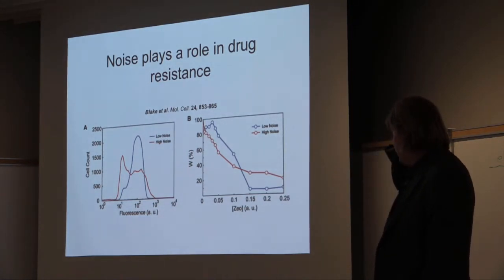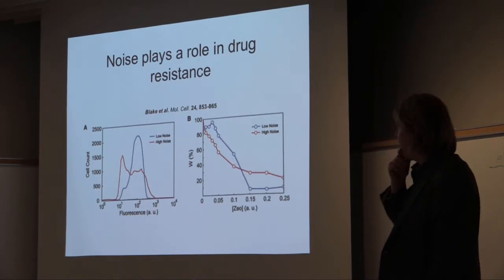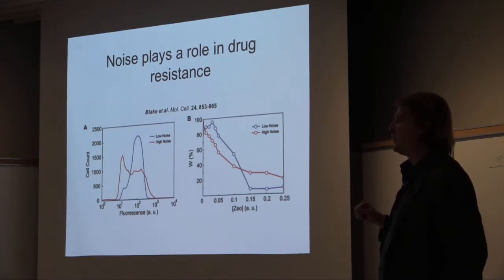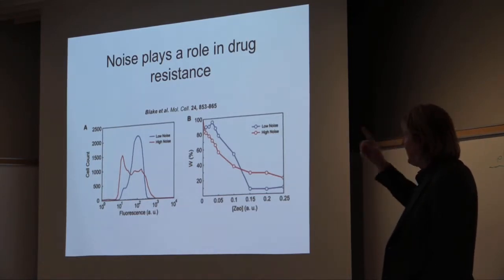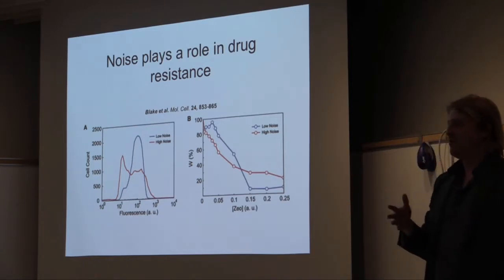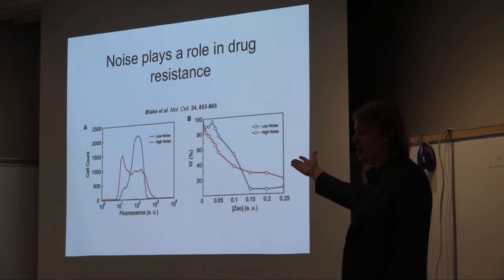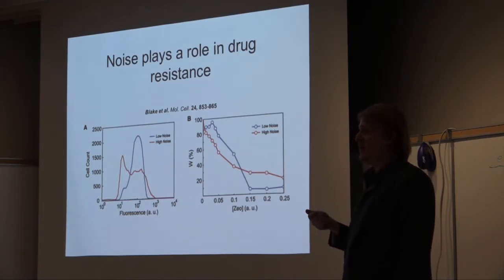This was after I left. This was in 2006. I didn't include them. This was after I left Kaern's group in Boston, and I worked with William Blake on the first part of it. But you have to be independent, so I couldn't collaborate on this one. What Will did in this study was to introduce mutations into a very common yeast promoter, the Gal-1 promoter, and those specific mutations change the properties of the noise.